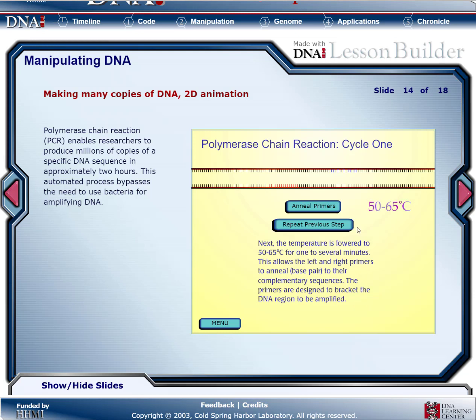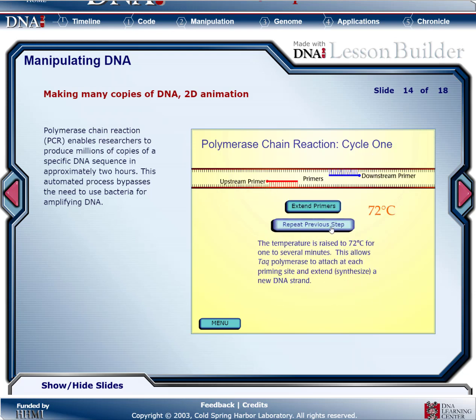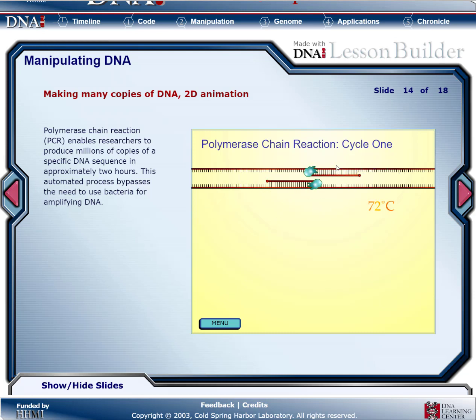Okay, so anneal primers, that means base pair to their complementary sequences. Okay, upstream primer, and this is a downstream primer.